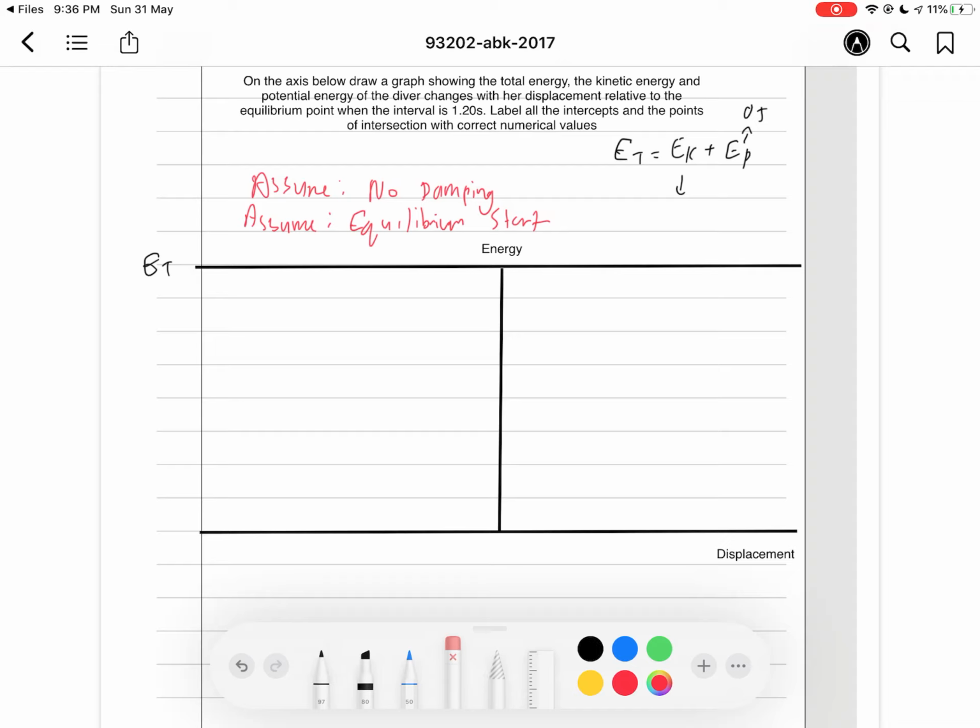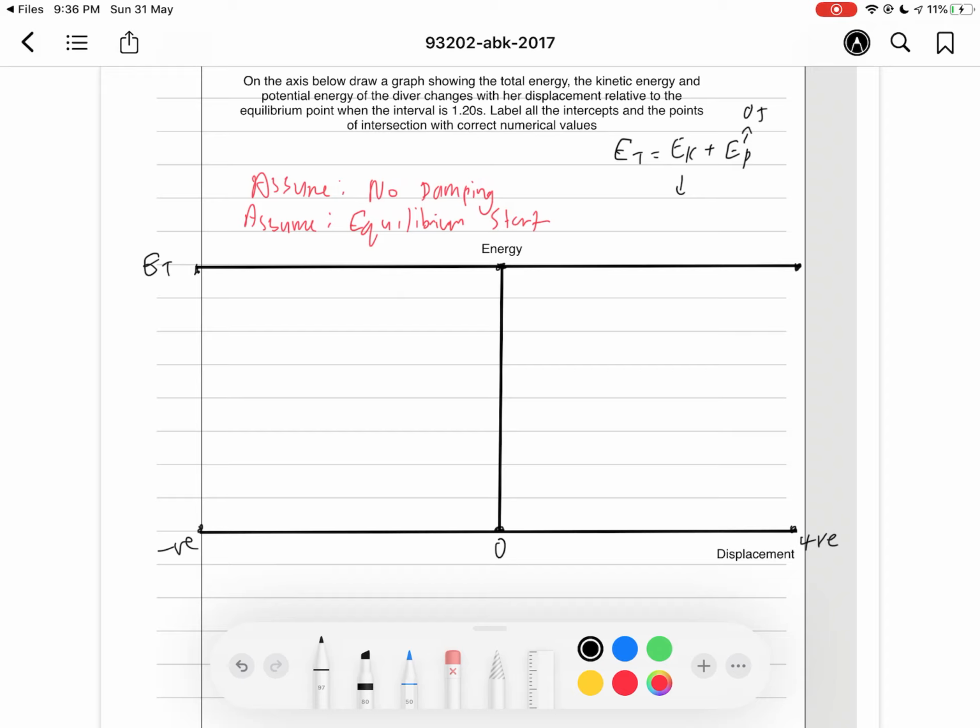Okay, I just realized something. The x-axis is displacement, our y-axis is energy. So displacement, this is 0, this is negative, and this is maximum. I apologize, guys. At the equilibrium, we're actually starting at 0. So this is where we start. At the positive maximum displacement, we're going to have a maximum potential energy and a minimum kinetic energy. The same goes for the negative displacement.